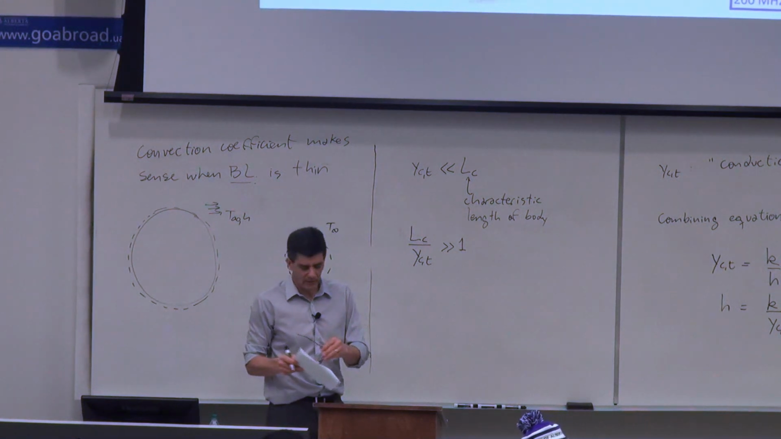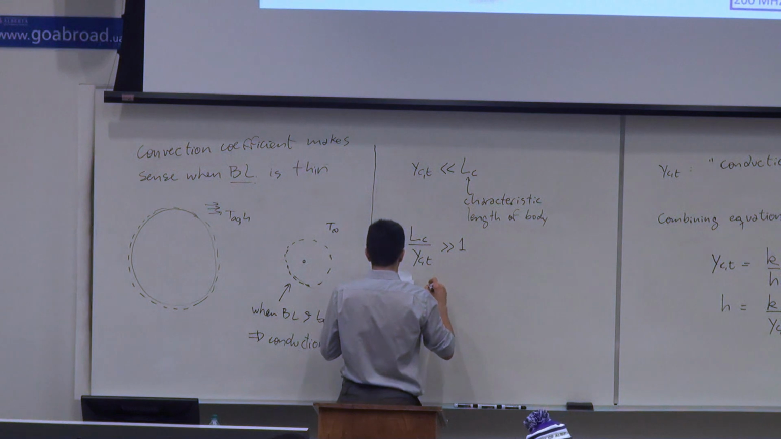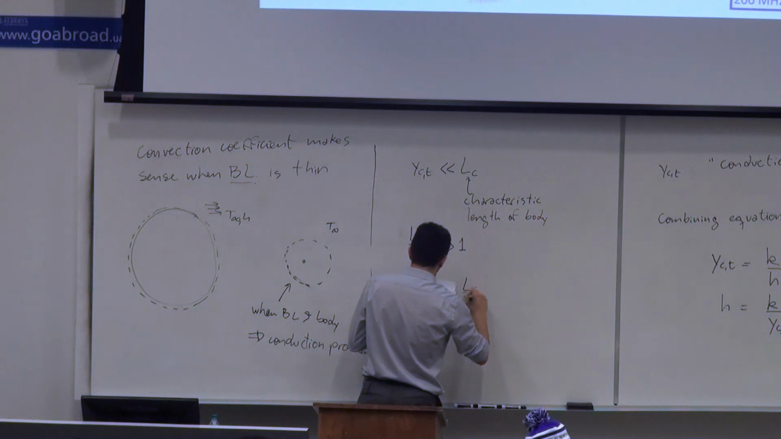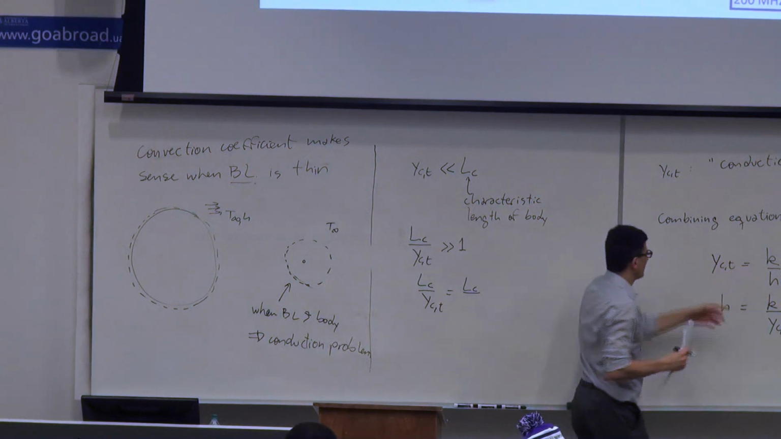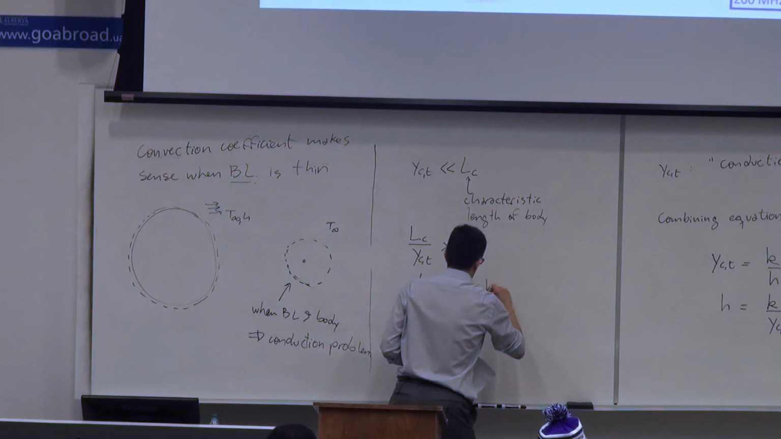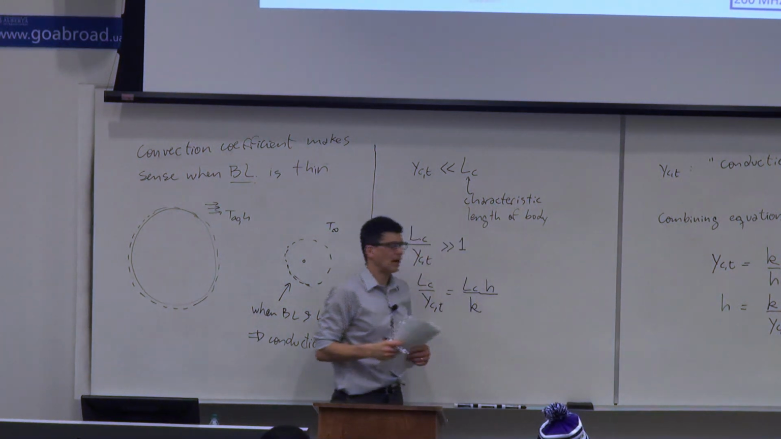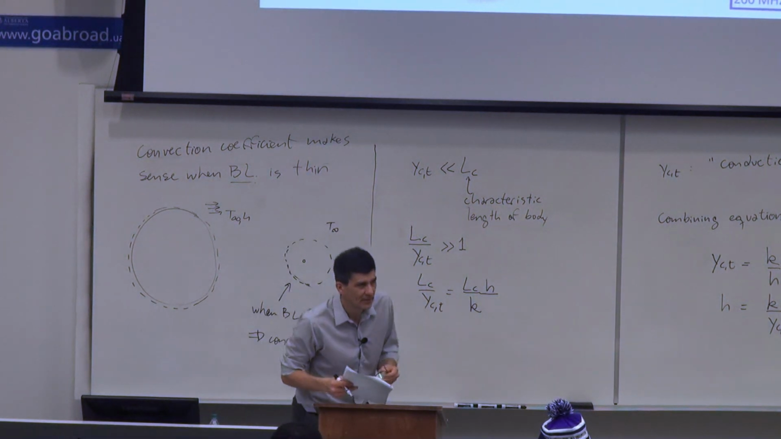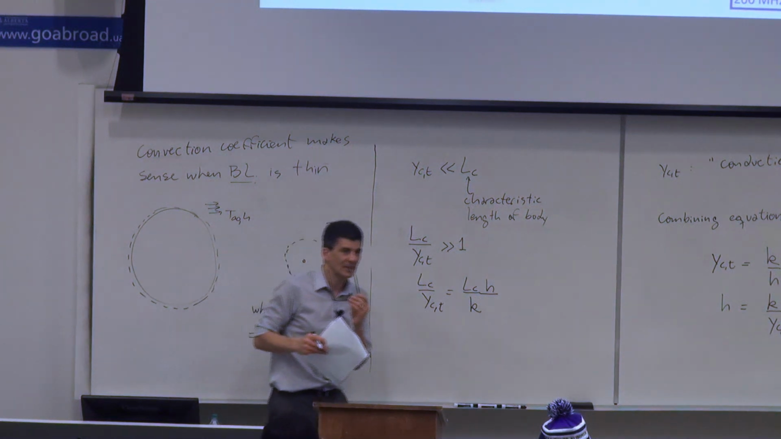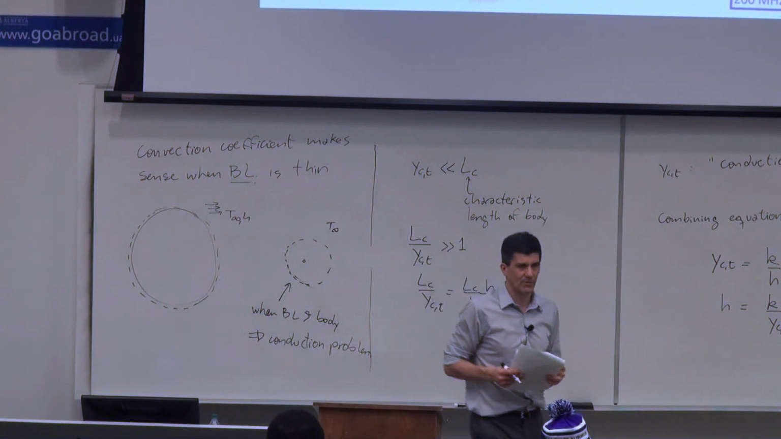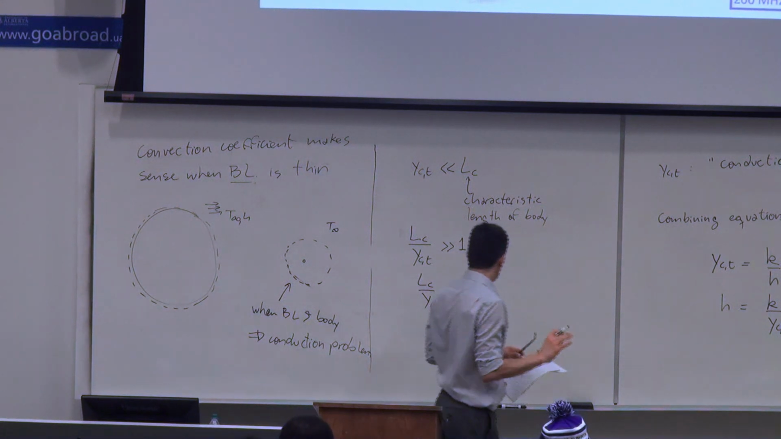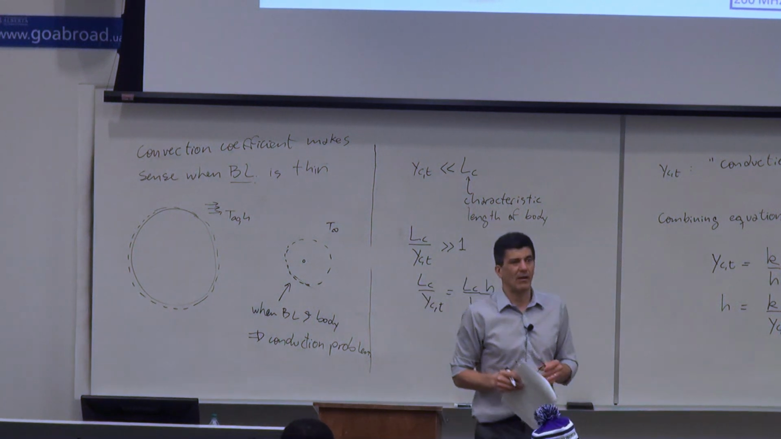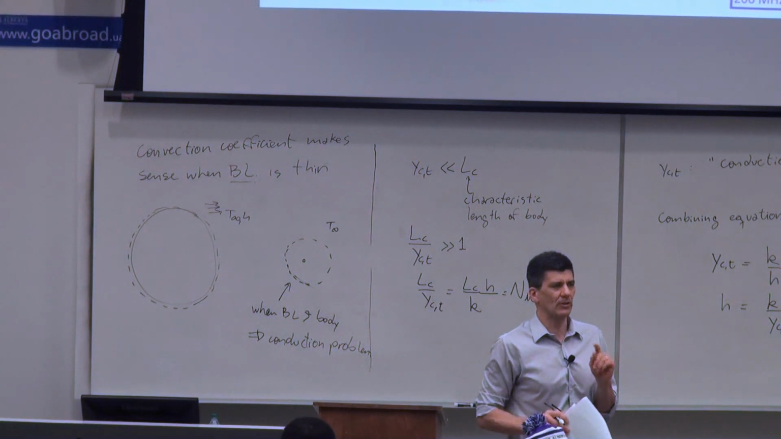Little by little, let me show you this. If I do LC over YCT, this is LC over, we said YCT is K over H. Now, HL over K. Does it sound familiar to anybody? It sounds like a Biot number. Okay, you said it half right. Now it's called the Nusselt number. Who knew? And this seemingly small difference is actually enormous.